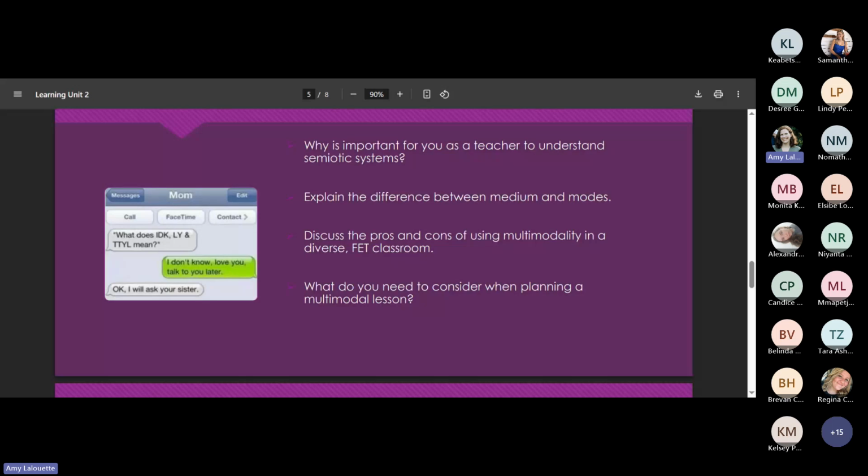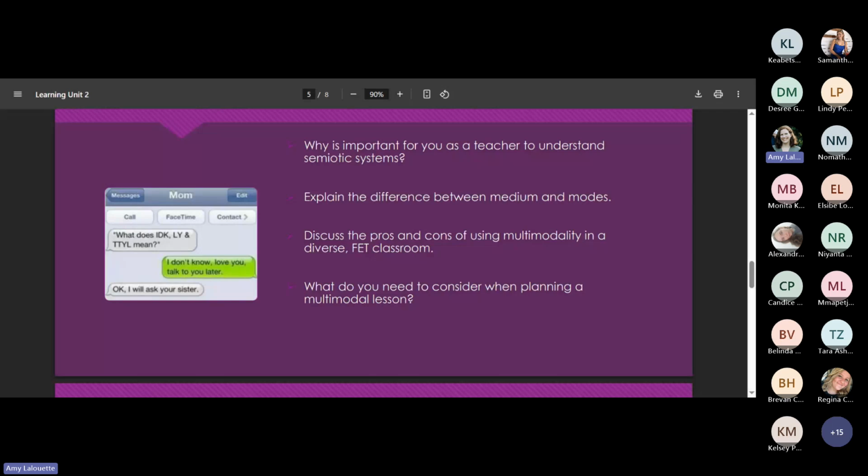So she says, okay, I will ask your sister. She obviously thinks that the child is responding, I don't know what they mean. I love you. I'll talk to you later. So that is what happens when you don't understand the semiotic system. So some thoughts for you guys to consider. Why is it important for you as a teacher to understand semiotic systems? Explain the difference between medium and modes. Discuss the pros and cons of using multimodality in a diverse FET classroom.